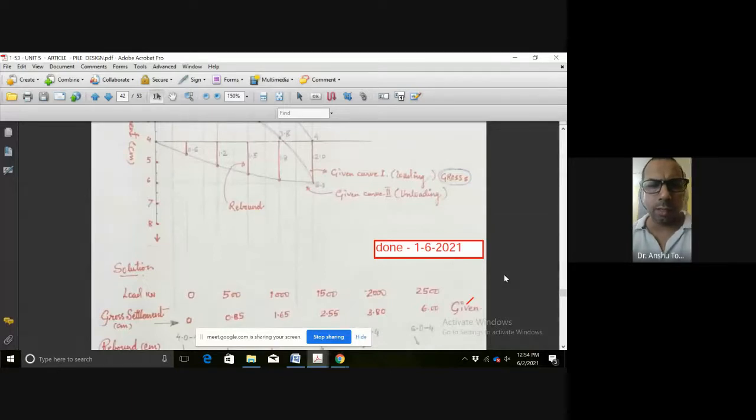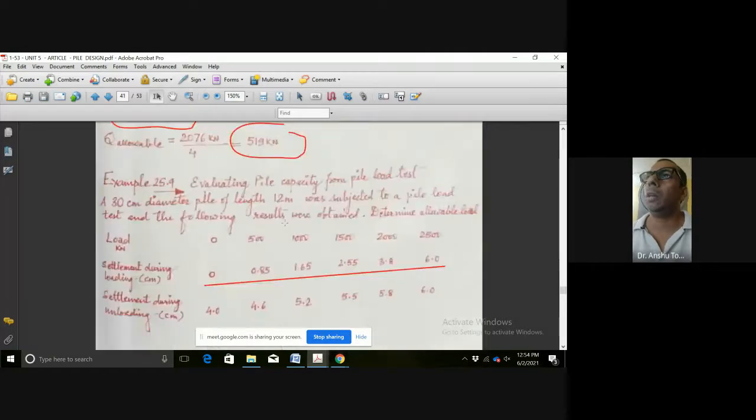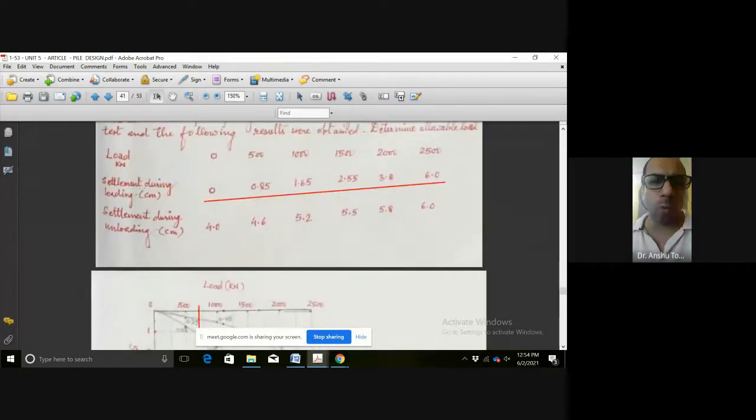We were discussing yesterday this particular numerical where the ultimate bearing capacity of the pile can be evaluated based upon the data given corresponding to the pile load test. So in this data, the settlement during loading and unloading curve will be given to you.